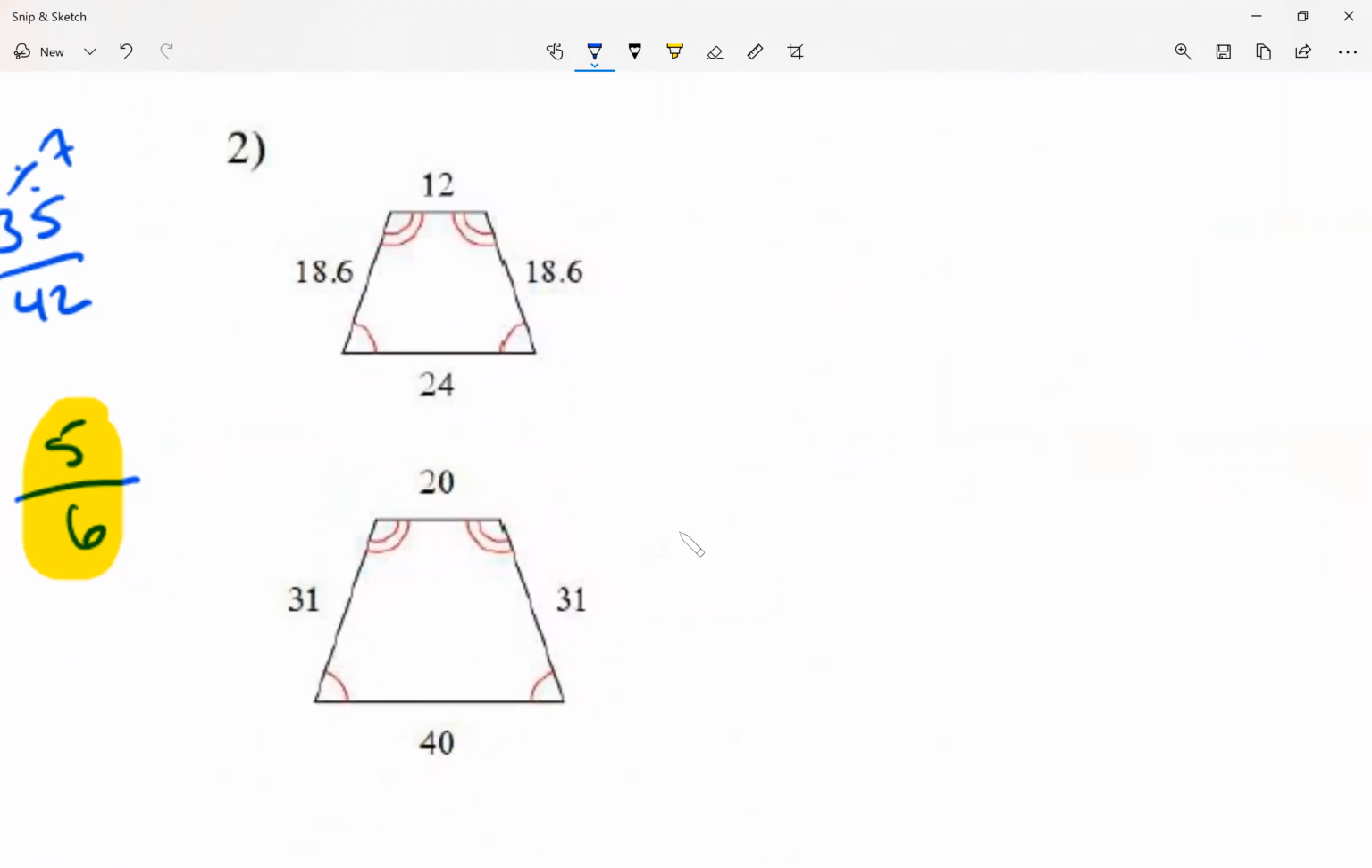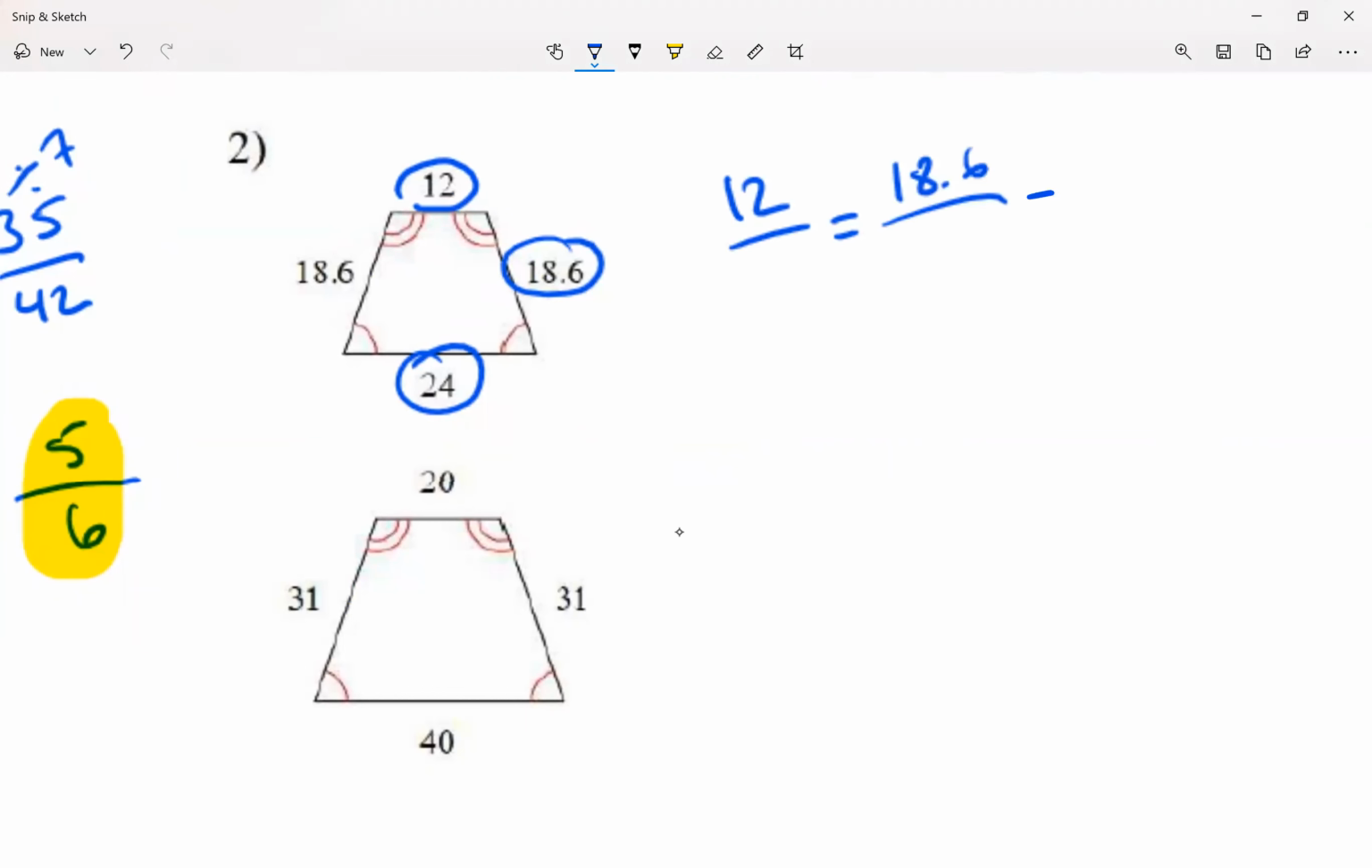I look at the angles. Both figures seem to be marked the same way. All right, angles are good. Now, when it comes to sides, I see 12, 18.6, and 24. Okay, so 12 corresponds to 20, 18.6 corresponds to 31, and 24 corresponds to 40. Let me simplify my first fraction. Let me divide each by 4. So that gives me 3 over 5.